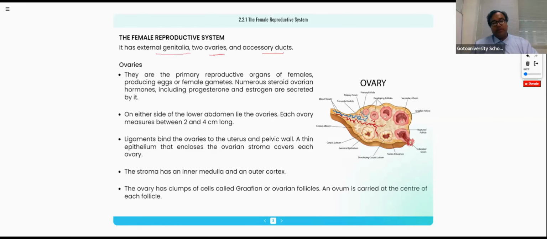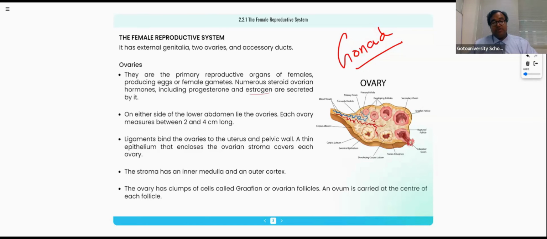The primary reproductive organ is the ovary. As we already said for the male reproductive system, the gonad, G-O-N-A-D, is the reproductive organ very important for making the sperm cells. In the same way, the female gonad is called the ovary, which is very important for making the egg. The egg is very important for the zygote formation after interacting with the sperm cells.